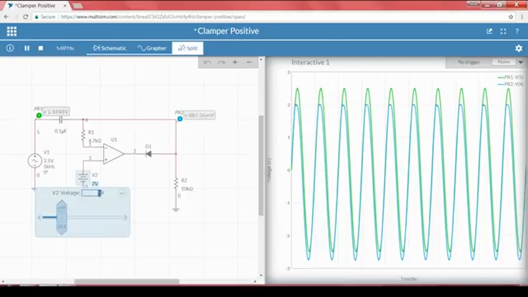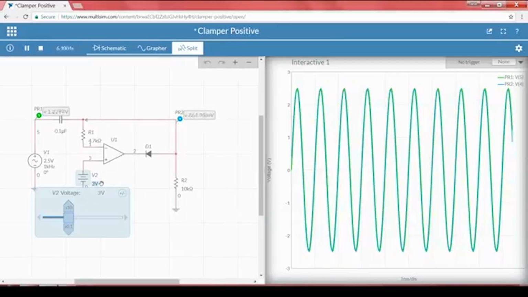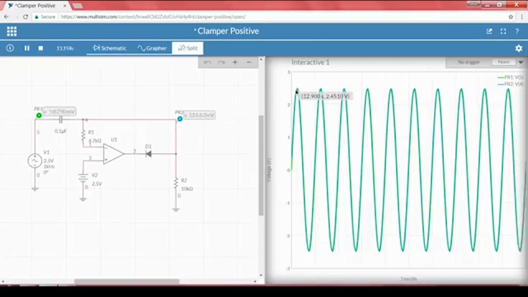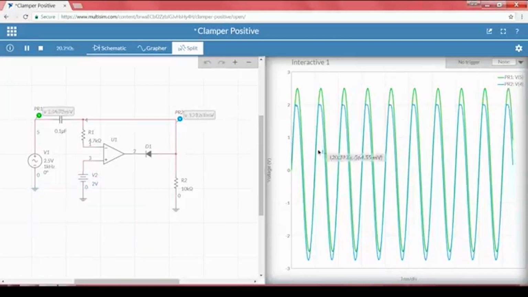So let me change to 3, okay, let me change from 2.5. Since the peak is 2.5, we cannot see any shift. So above 2.5, we cannot see any shift in the output towards the negative side. Let me change it to 2. So we can see that the input signal is starting from 2. So it means that it has clamped at 2.